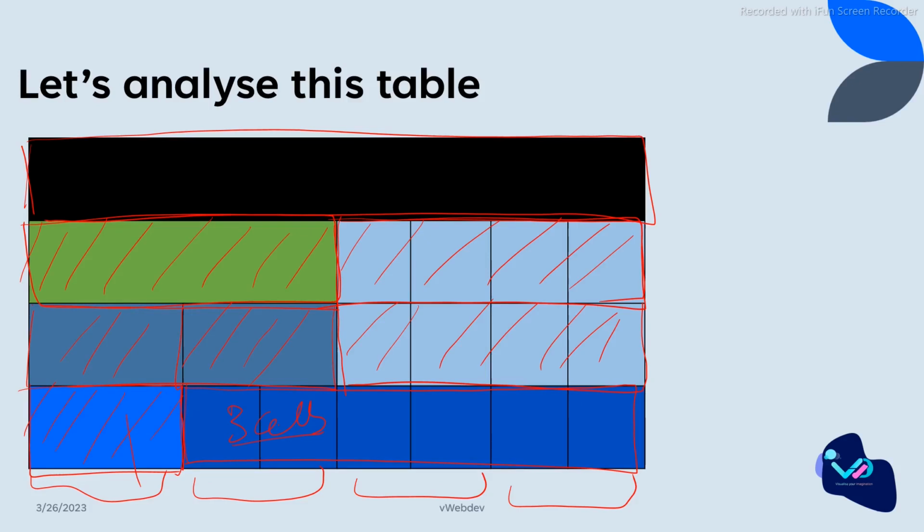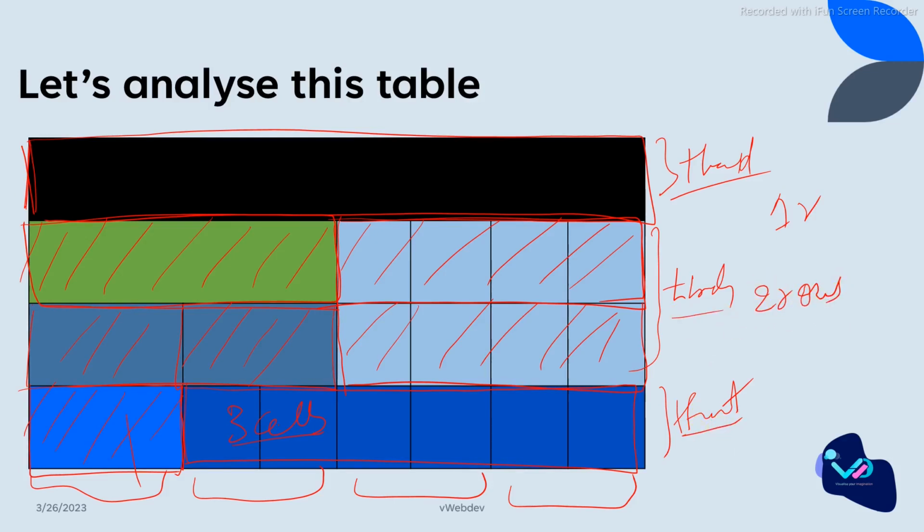Now this is my thead section as per my declaration, this is my tbody section, and this is my tfoot section. So my thead section has 1 row, my tbody section has 2 rows, and my tfoot section has 1 row. Now coming to columns, thead has 1 row and that row has 4 columns. Similarly, all the rows.